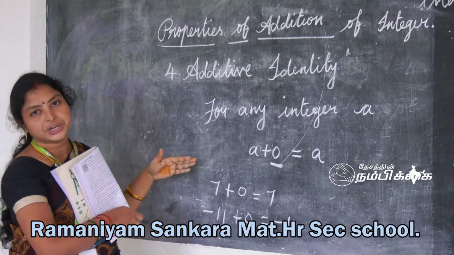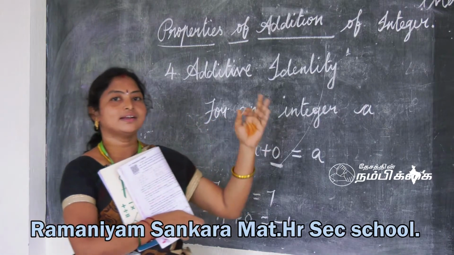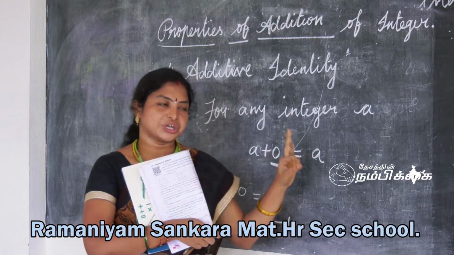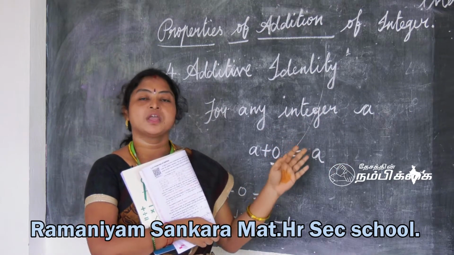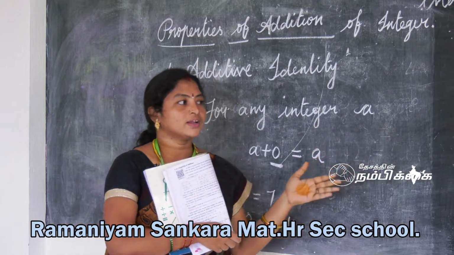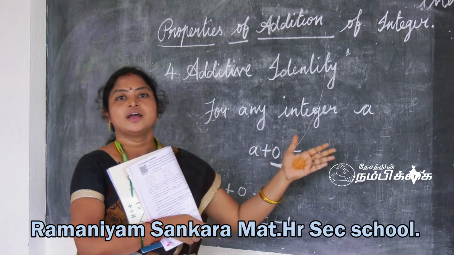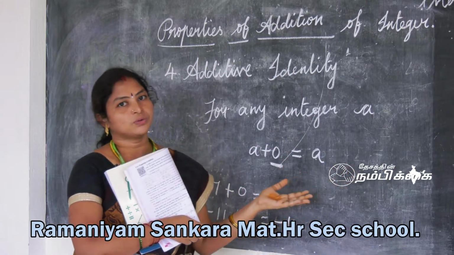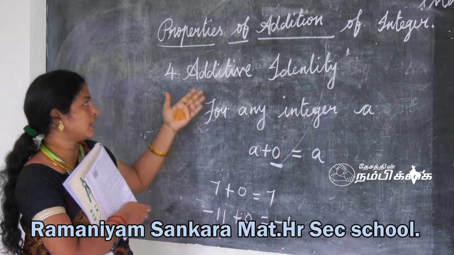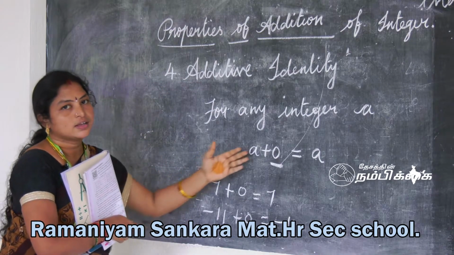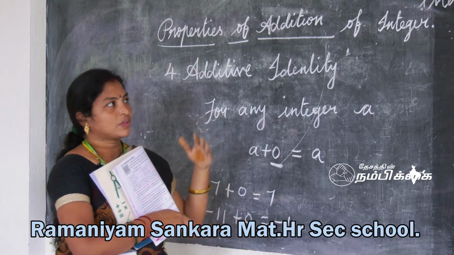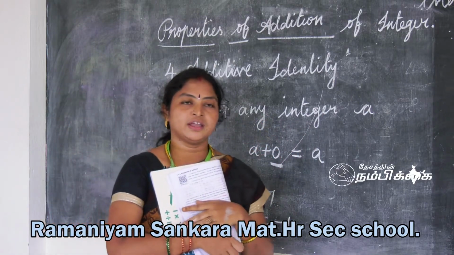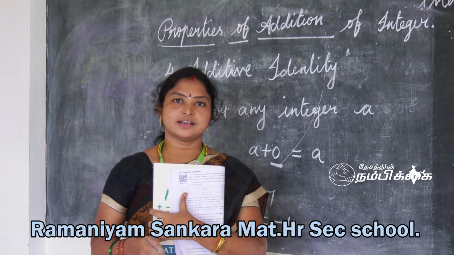Next, associative property. I have taken three integers for associative property. When we regroup, okay, when we regroup the order, the value does not change by addition. Okay, that is called associative property. Then additive identity, 0 is the additive identity. Okay, then we have one more property, we can see in the next class.